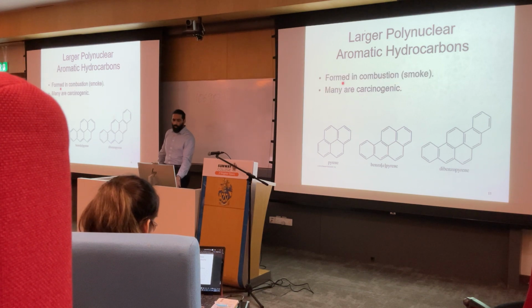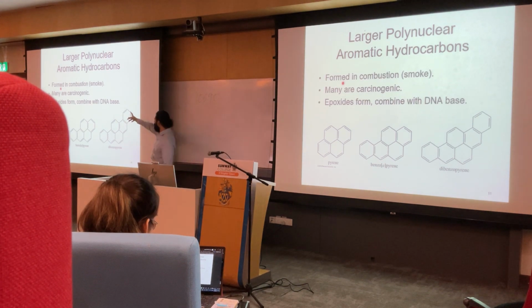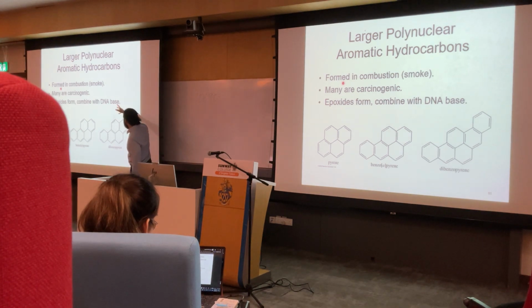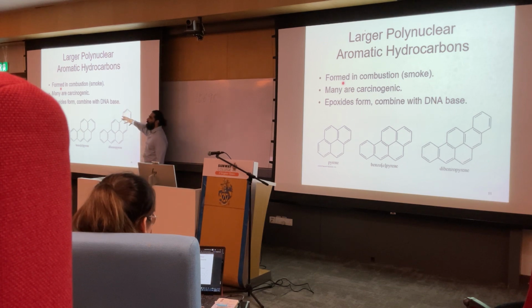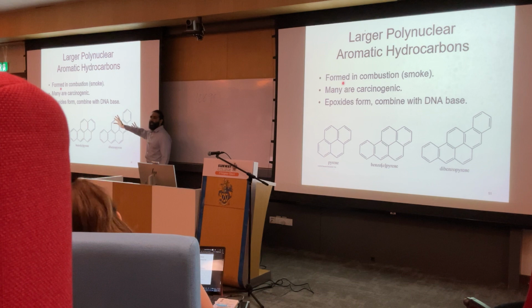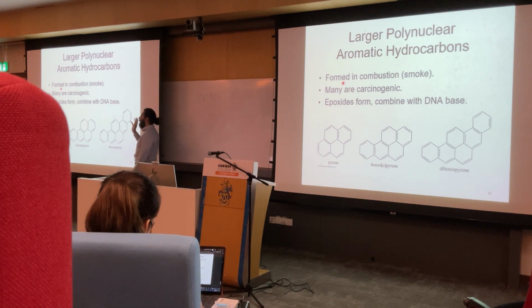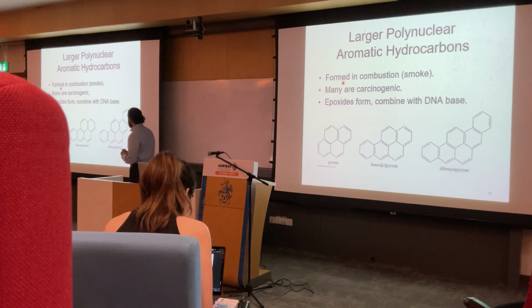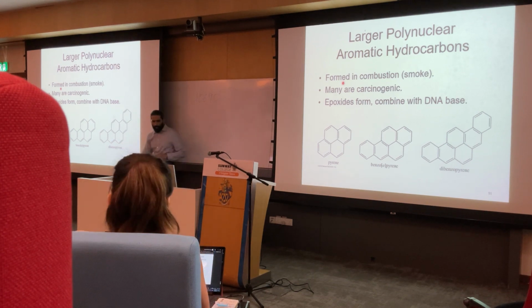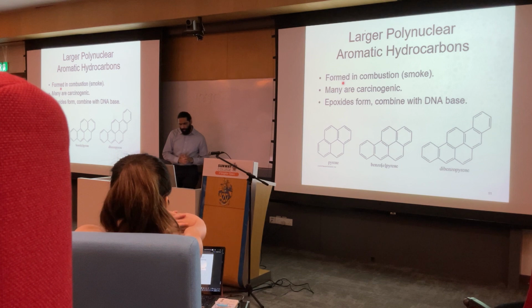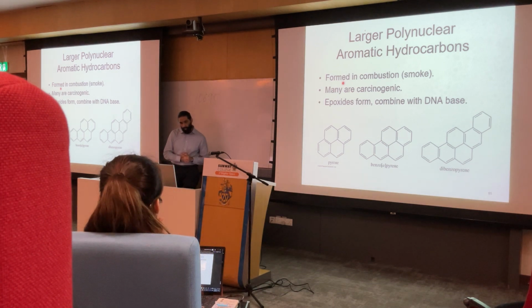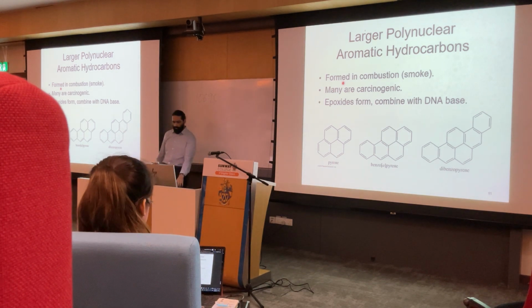Well, we can have larger polynuclear PAH as well. Yeah, so you see that they are formed in combustion of different things. Smoking as well, I guess. Many of them are carcinogenic, so they are cancer-causing agents. As I was telling you, they're super harmful for the environment as well as for living organisms. Some of the examples are here, such as dibenzopyrene, benzopyrene, or pyrene, right?